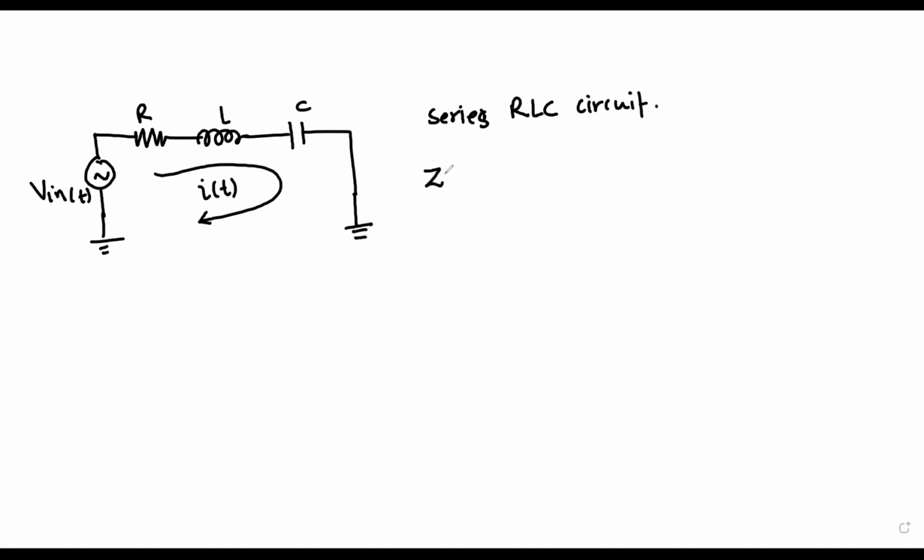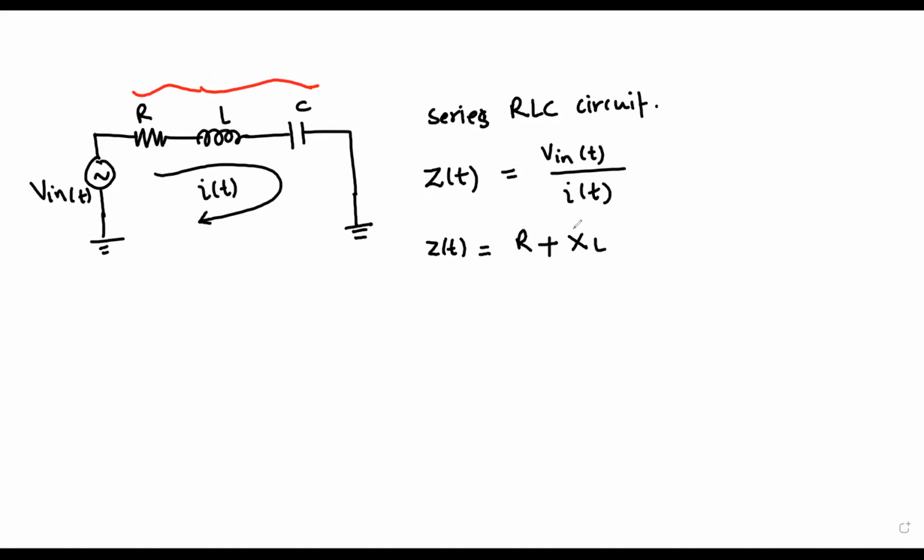All right. So now if you want to calculate the impedance of this circuit, it is nothing but the ratio of voltage over the current, which is V in of t divided by I of t. Fine. And Z of t can be given as a series combination of these three components. These are all in series. So we can write that Z of t is the resistance of the resistor plus XL, the inductive reactance or impedance, plus XC, the capacitive reactance or impedance.